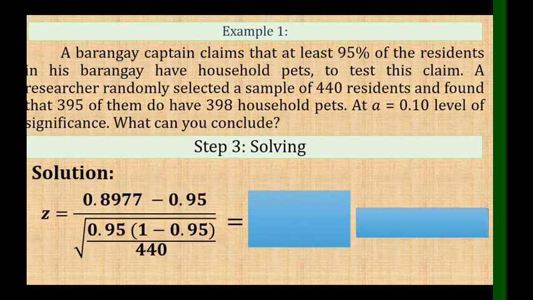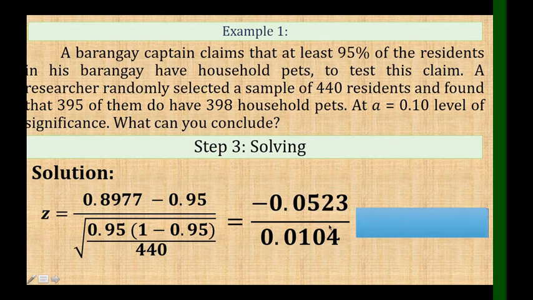Okay, so just put the given into the formula and then subtract 0.8977 minus 0.95, and then you will get negative 0.0523. For this one naman, if you are just using a cell phone, maybe you can do 0.95 open parenthesis 1 minus 0.95 close parenthesis, then click equals. Your answer will be divided by 440, then click equals.